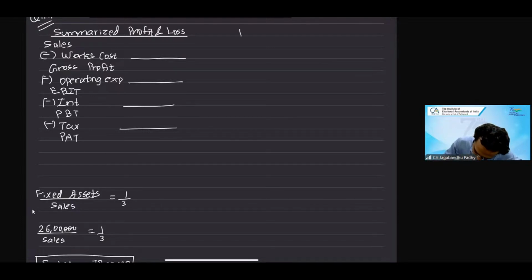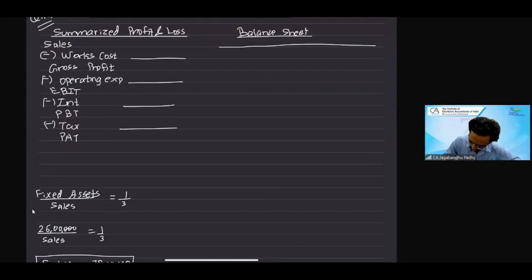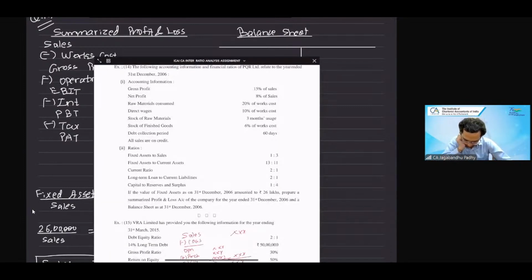Then same way, balance sheet. Let's have an outline of balance sheet also. So in the balance sheet, what all items do we really need? We will have definitely fixed assets, current assets. Then in the current assets, we have stock of raw material, stock of finished goods. Okay. Stock of raw material, stock of finished goods, direct raw material consumption is also given, guys.